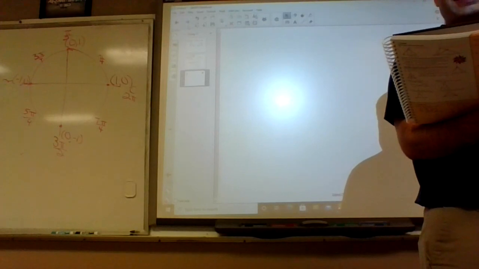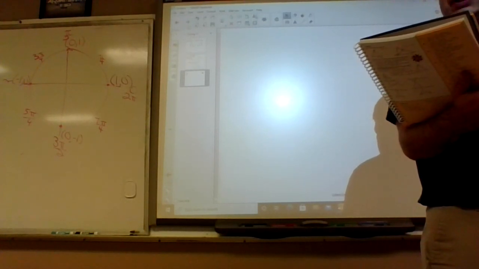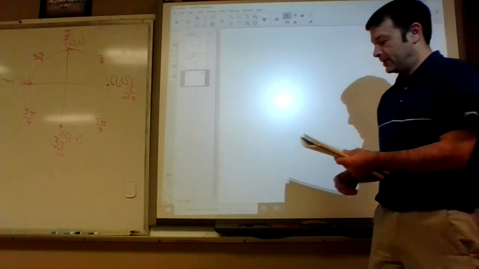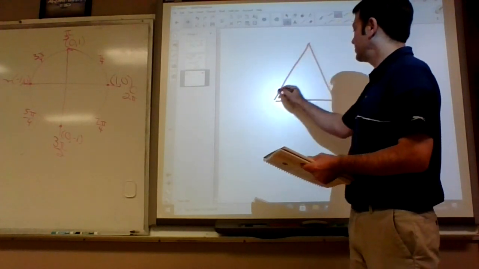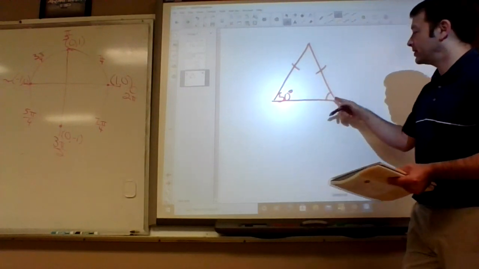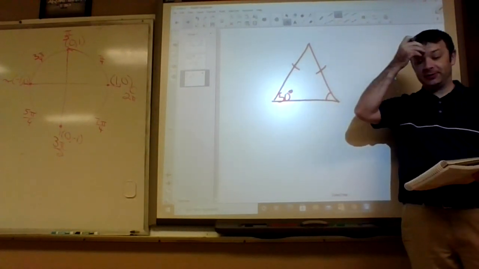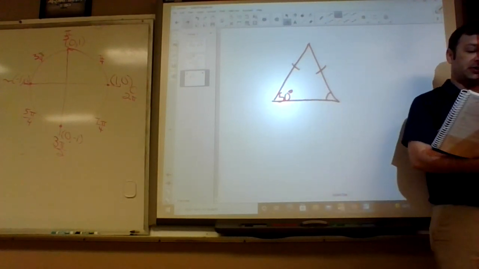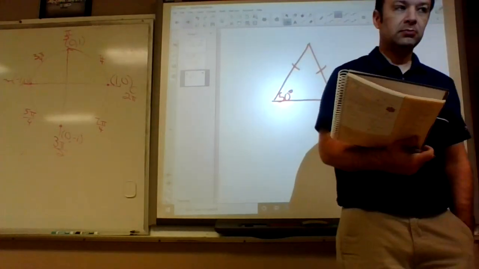Number 3, angle BCD if angle A is 50. So basically, here's what we got. This is 50, and they're asking for this one right here. So 50, because it's an isosceles triangle, right? If these 2 sides are the same, these 2 angles have to be the same. So it also has to be 50.